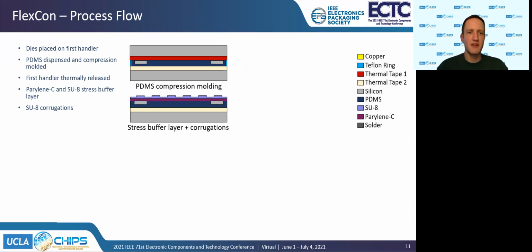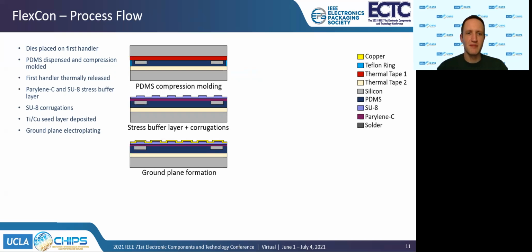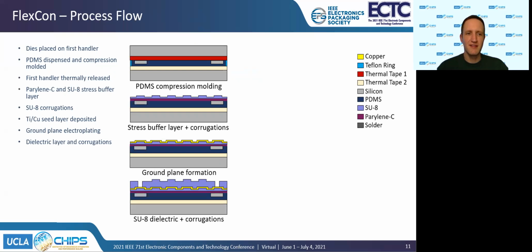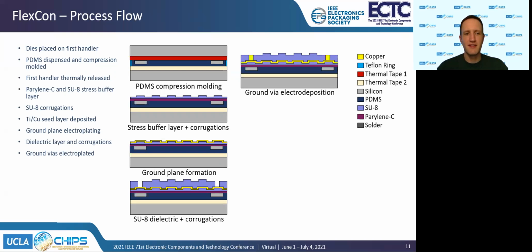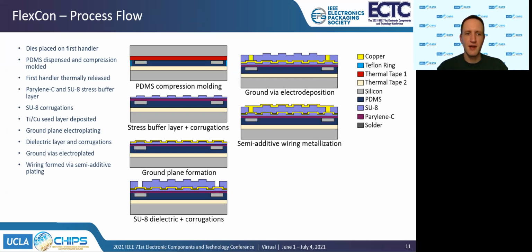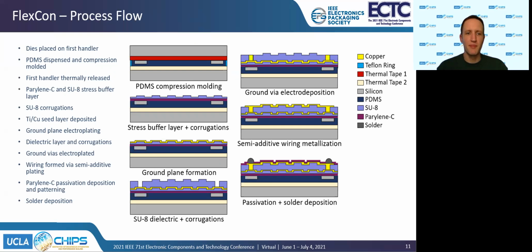The first handler is thermally released, and a stress buffer layer consisting of parylene C and SU-8 is deposited. SU-8 corrugations are then patterned, which we have previously demonstrated enables interconnect flexibility. A seed layer of titanium and copper is deposited and thickened via electrodeposition. An SU-8 dielectric layer is deposited. Vias are patterned, followed by corrugations. The ground vias are filled via electrodeposition. Interconnects are formed using a semi-additive plating process, and finally the wires are passivated with parylene C and solder is deposited onto the pads.